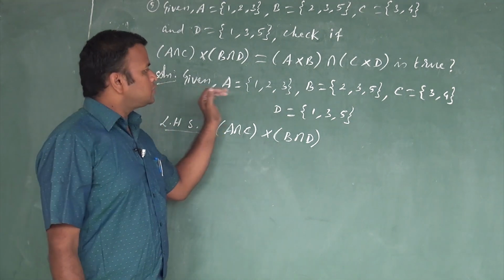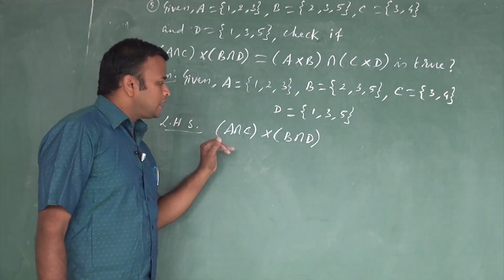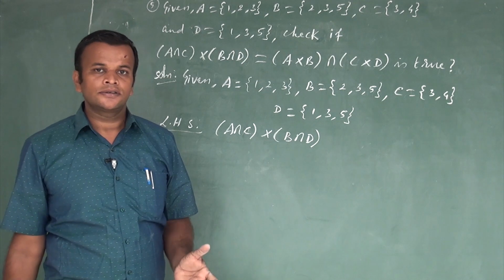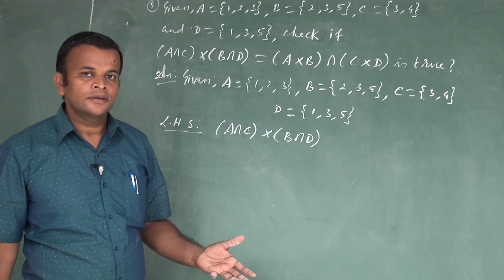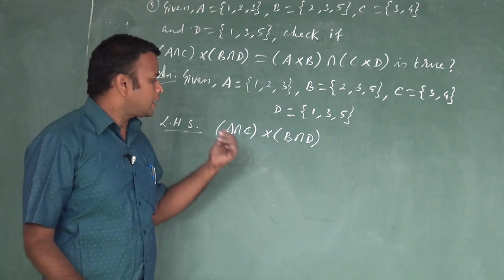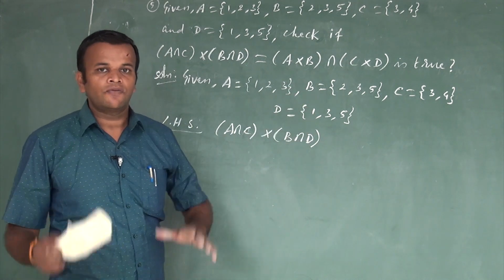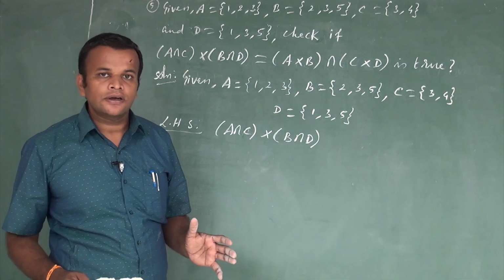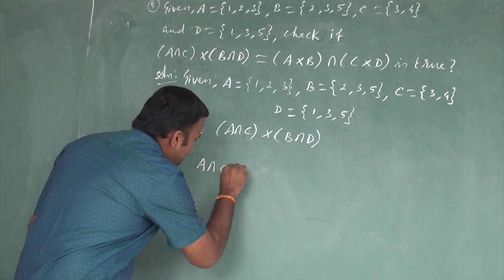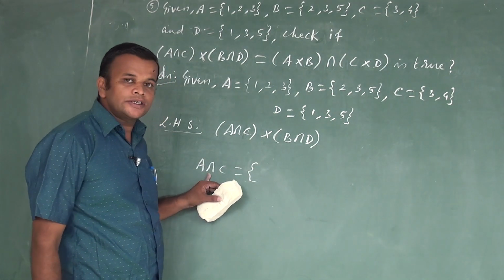Okay, the individual sets are only given: A, B, C and D. If we find A intersection C cross B intersection D, first we identify the intersection of these sets. We don't have the values of A intersection C and B intersection D. So the first step is to find the intersection of A and C.